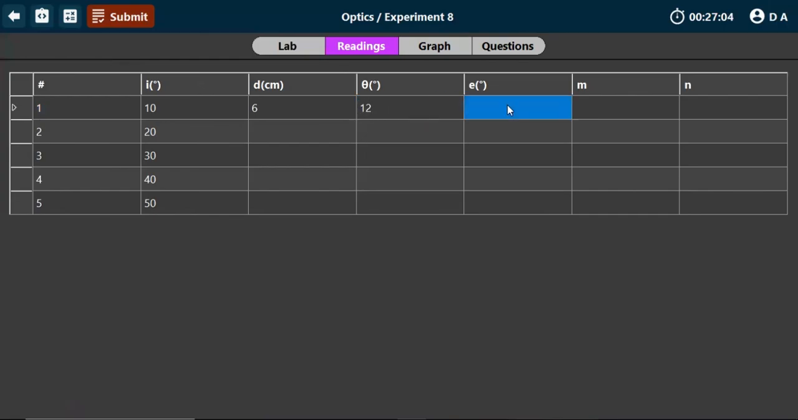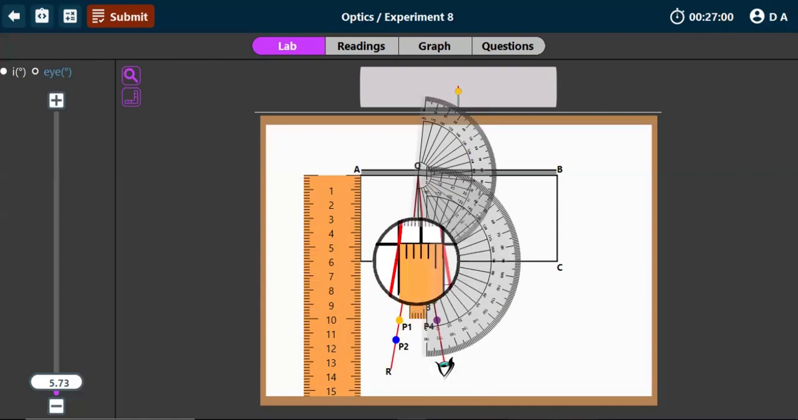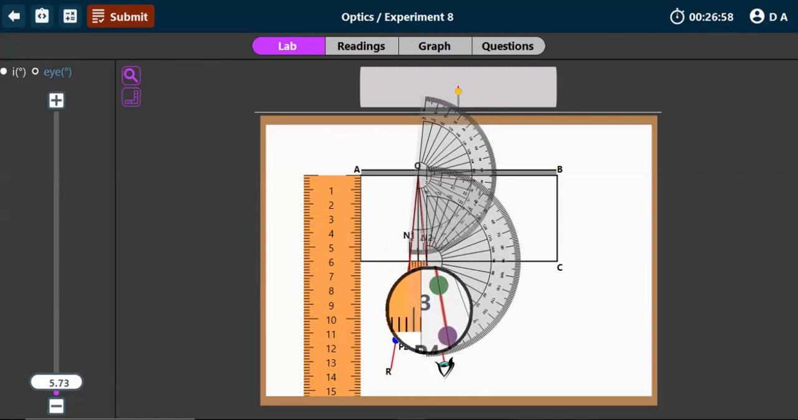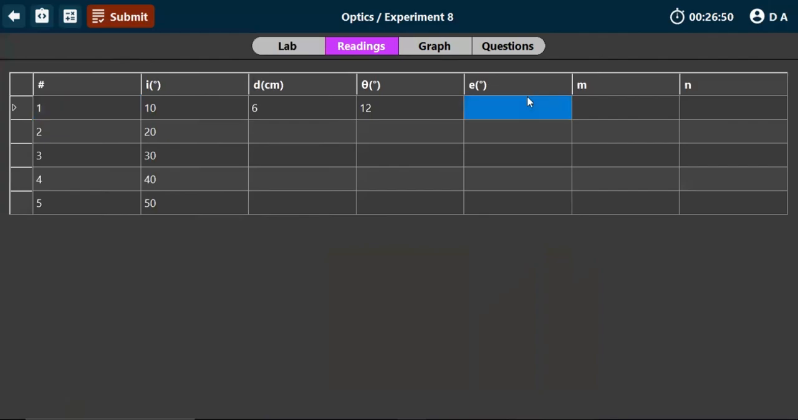Then what about E? E is this angle here from the normal to this red line. If you use a protractor, you're able to get it here, which is 10. As I said earlier, the angle of incidence should be the same as the angle of emergence, so the I and this E should be the same. Okay, then what about the M?